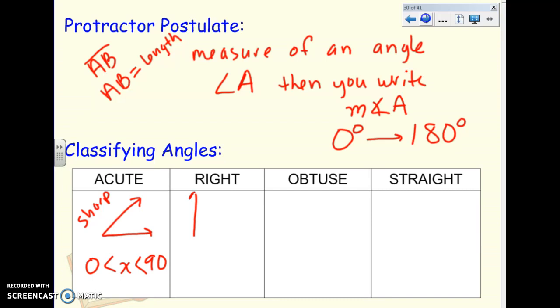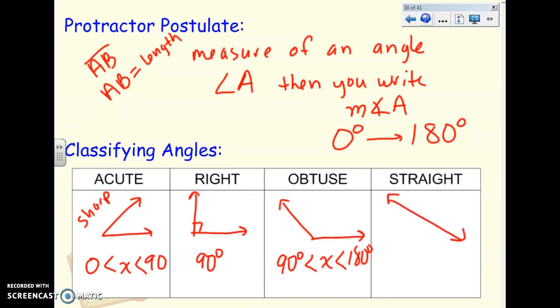A right angle is when your angle is exactly 90 degrees. Your obtuse angle is going to be greater than 90 degrees, not equal to it, but even 90.8 degrees, up to just under 180 degrees. And then, yes, we have something called a straight angle, which is actually two opposite rays. This is exactly 180 degrees and makes a straight line.